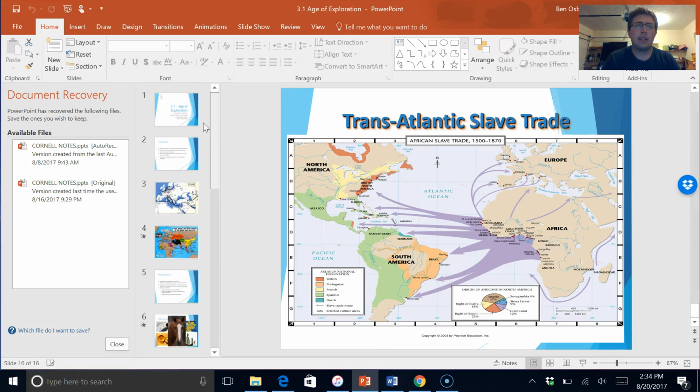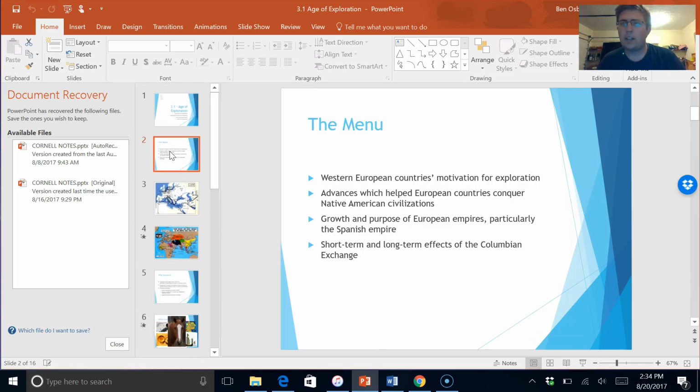In any case, it's something that we will finish and discuss going forward. Exploration: know why it happened, know how it occurred, how it was successful, and how it developed, and also the effects, something we will talk much more about in Section 2 of Unit 3.